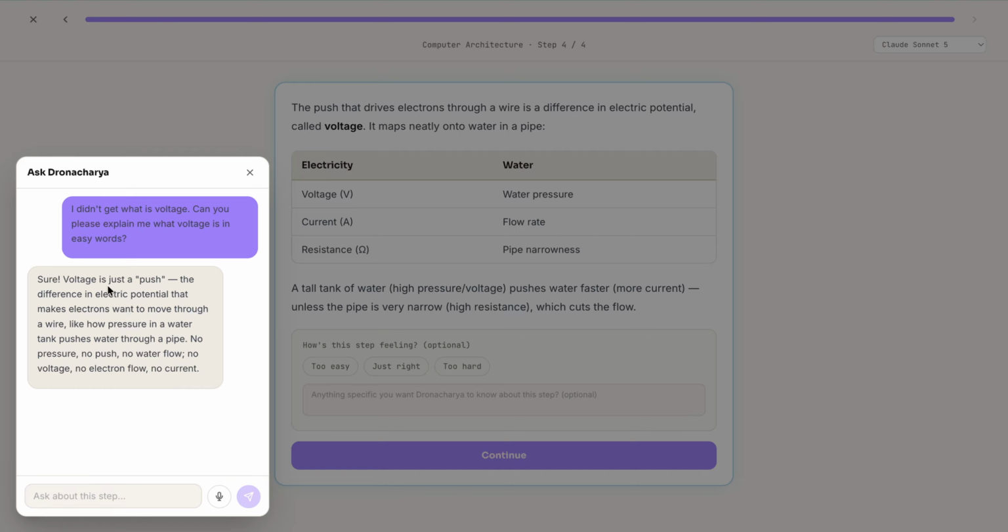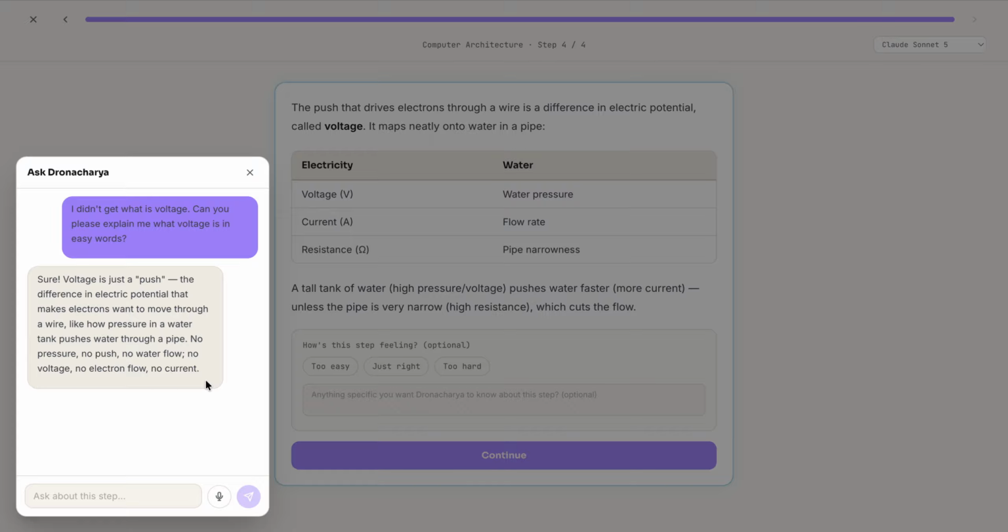Sure. Voltage is just a push. The difference in electric potential that makes electrons want to move through a wire. Like how pressure in a water tank pushes water through a pipe. No pressure, no push, no water flow. No voltage, no electron flow, no current.